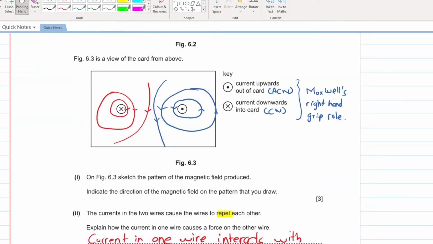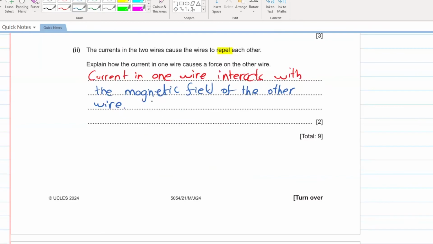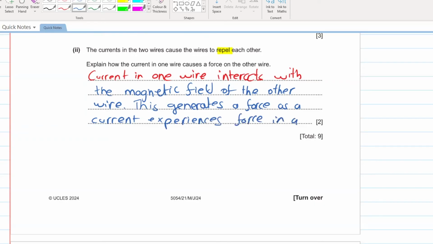This generates a force as a current experiences force in a magnetic field. Force in a magnetic field. Is this entire question clear to all of you? Yes. बताओ मुझे बेटा जरा. Is this entire question clear to all of you?